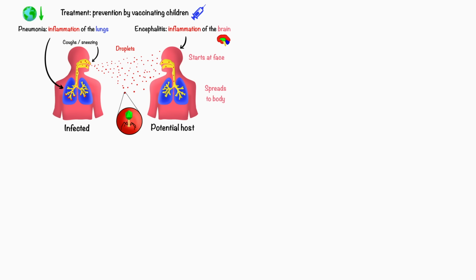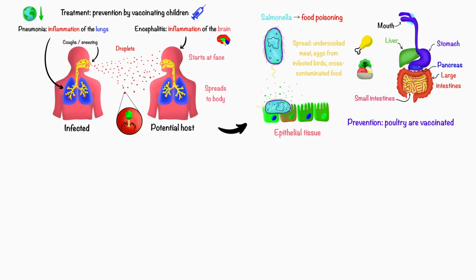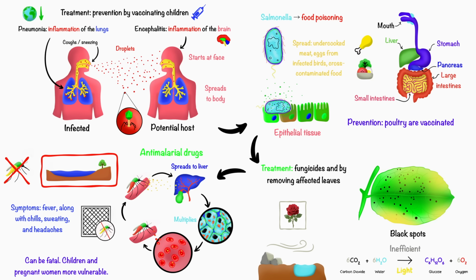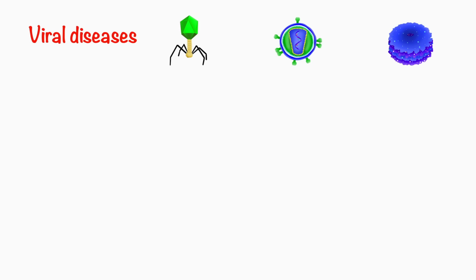Today we're learning about three viral diseases: measles, HIV, and tobacco mosaic virus, then looking at two bacterial infections, salmonella and gonorrhea, studying a fungal disease called rose black spot, and finally investigating malaria, a disease caused by a protist. Let's start with viral diseases.